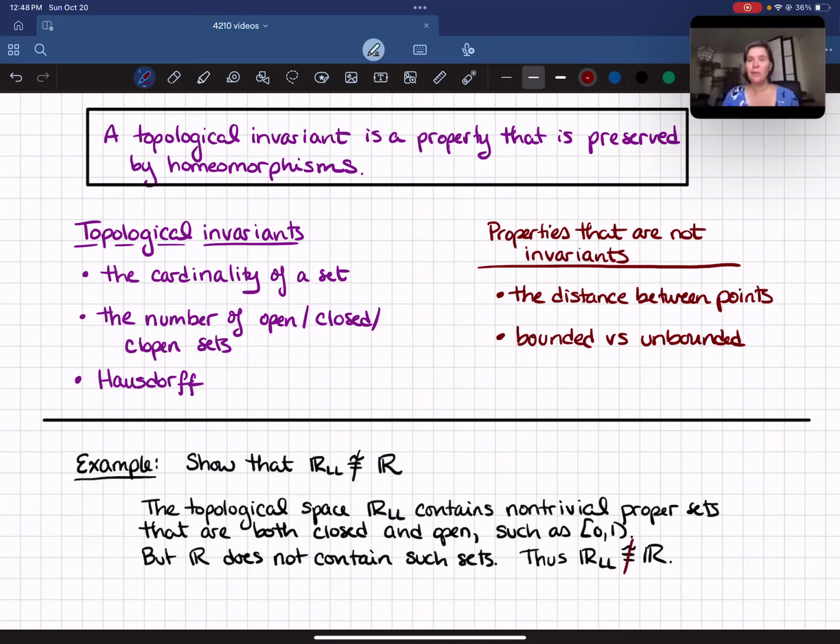Okay, so the concept of a topological invariant is going to become extremely important. And as we're learning new properties of topologies, we're going to be really focusing on, is this property a topological invariant? And if so, how can we use it to learn more about what spaces are homeomorphic to what other spaces?